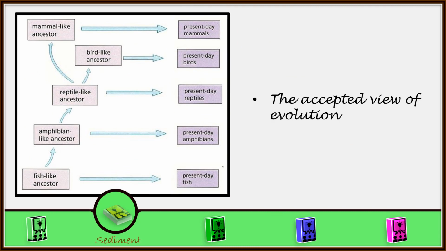The accepted view of evolution. Here, earlier there was a fish-like ancestor which moved up. That is the present-day fish. Then it moved up. Here we had an amphibian-like ancestor, the present-day amphibian. Then we went to the reptile-like ancestor, and we have the present-day reptiles. Then there was a diversion here to the bird-like ancestor, the present-day birds, and then we had this direction, the mammal-like ancestor, the present-day mammal. So that is the accepted view of evolution.